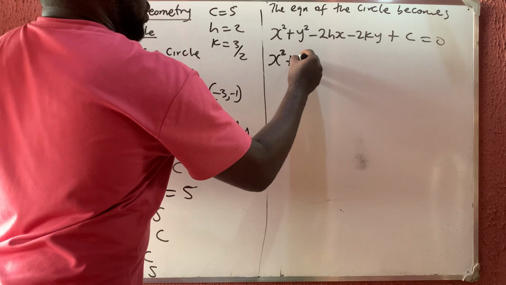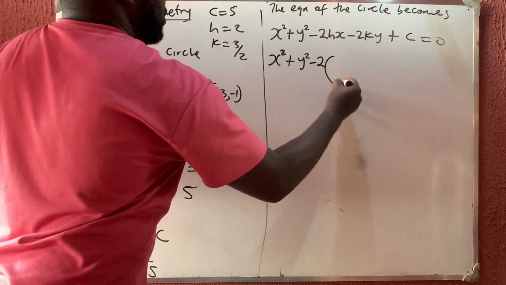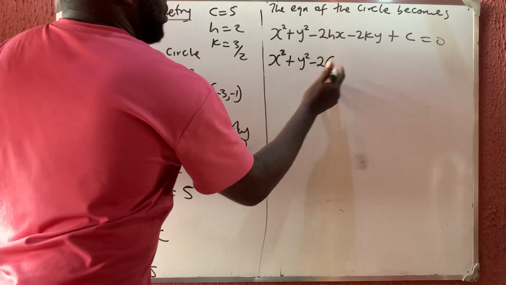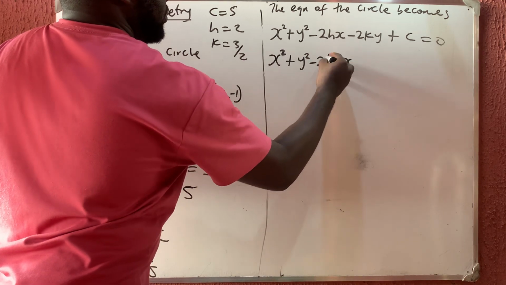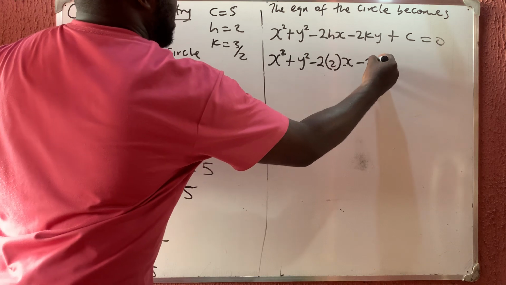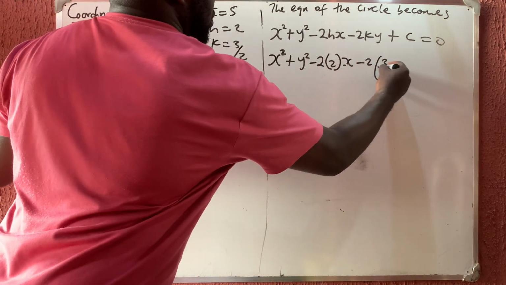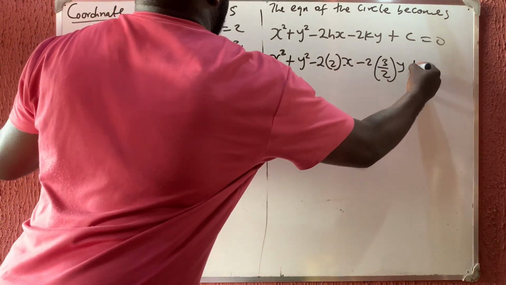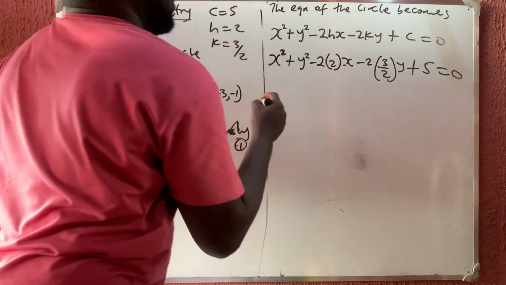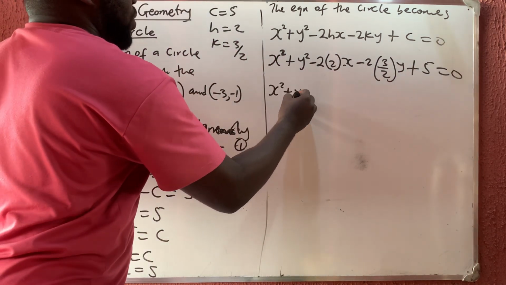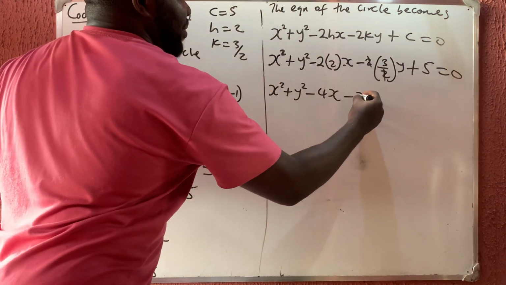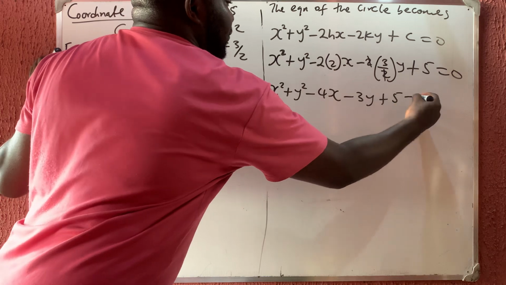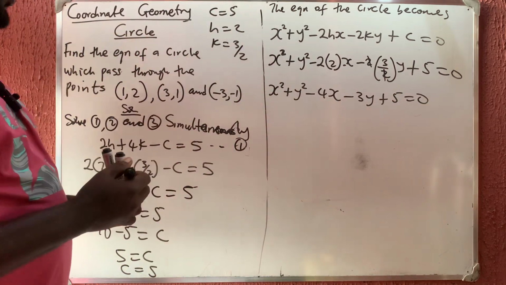So x squared plus y squared minus 2 into my h which is 2, minus 2 into 2x, okay, minus 2, my k is what? 3 over 2 y, then plus 5 is equal to 0. So we are having x squared plus y squared minus 4x, then this takes care of this, minus 3y plus 5 is equal to 0. So this is the equation of the circle.